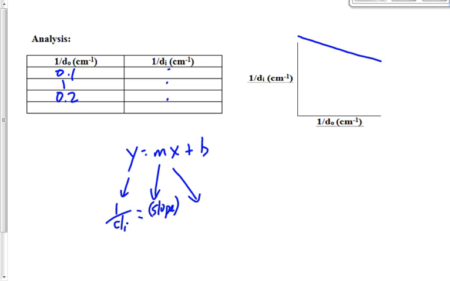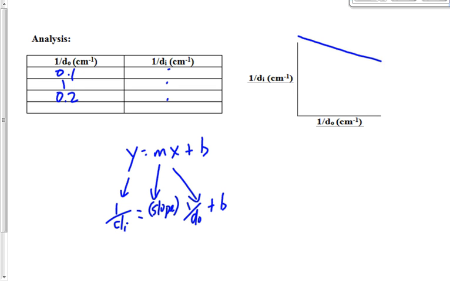X is the x-axis, 1 over do. Usually we can just scratch off b, the y-intercept, right? Can we scratch it off here? No, there is a y-intercept. If it's sloping downwards, then there has to be a y-intercept here. So we can't get rid of it. It's the first time we've had a problem where we can't get rid of the y-intercept.